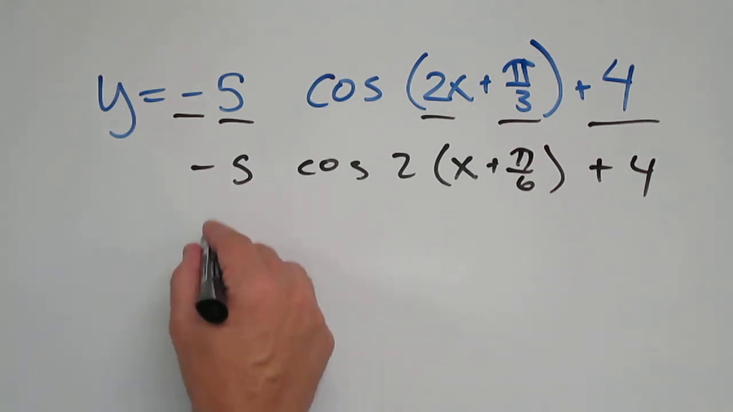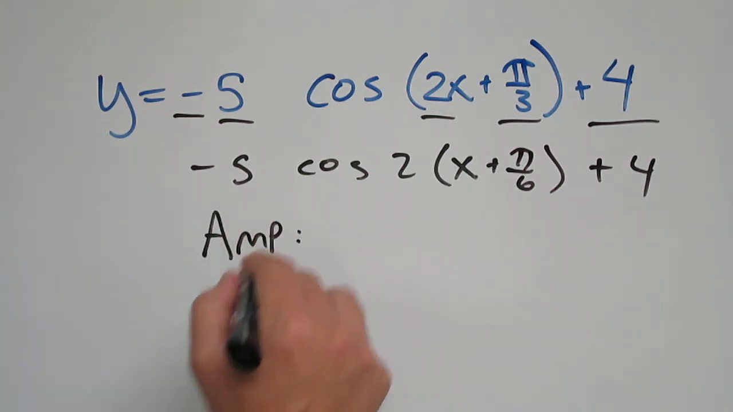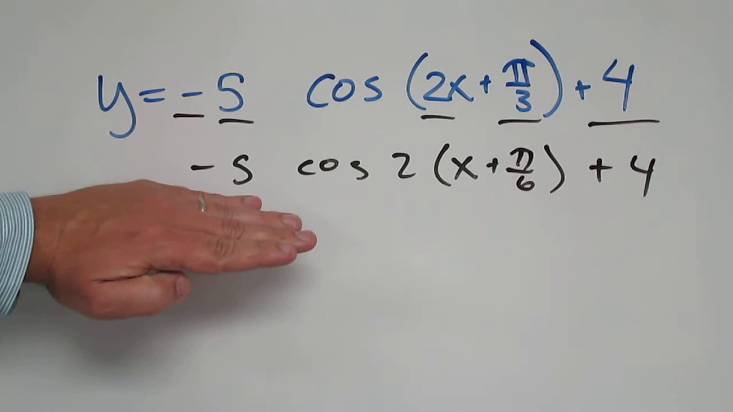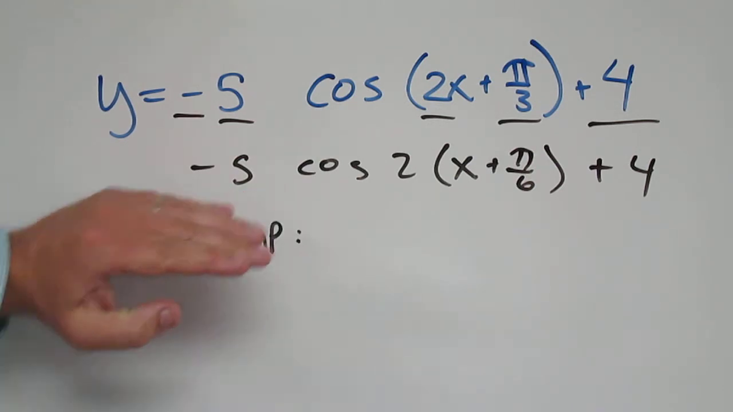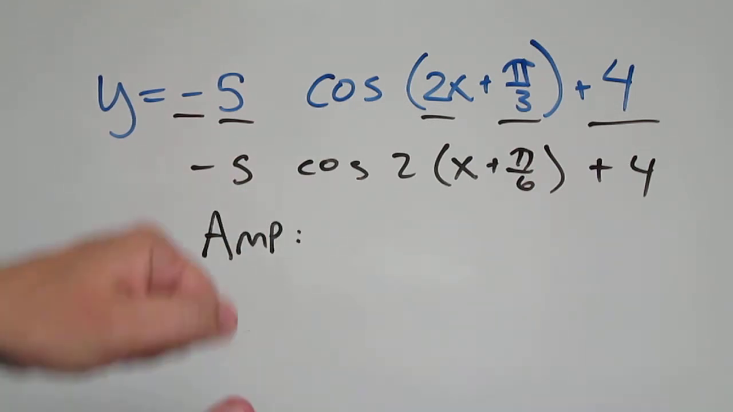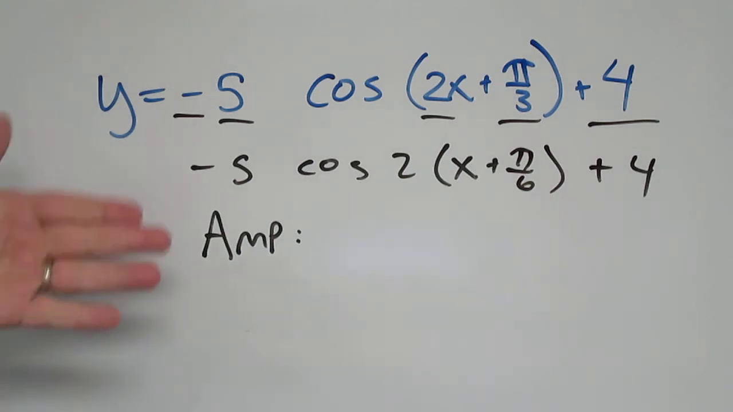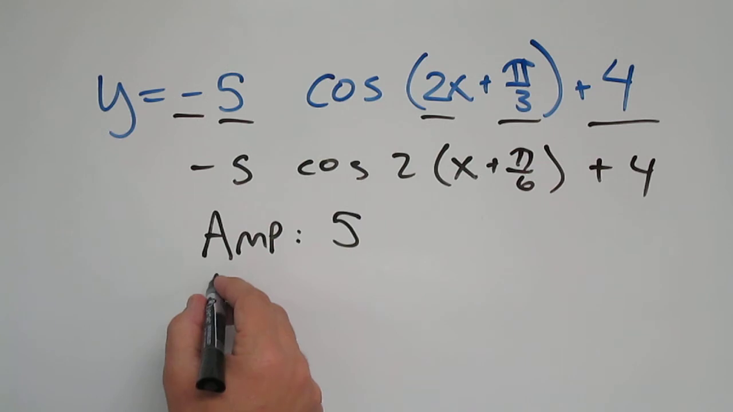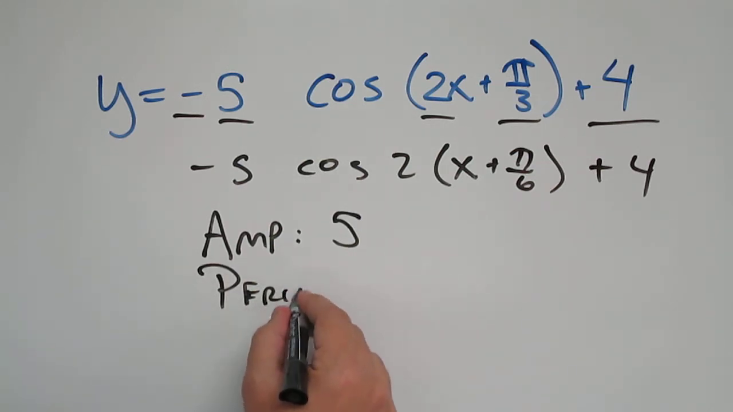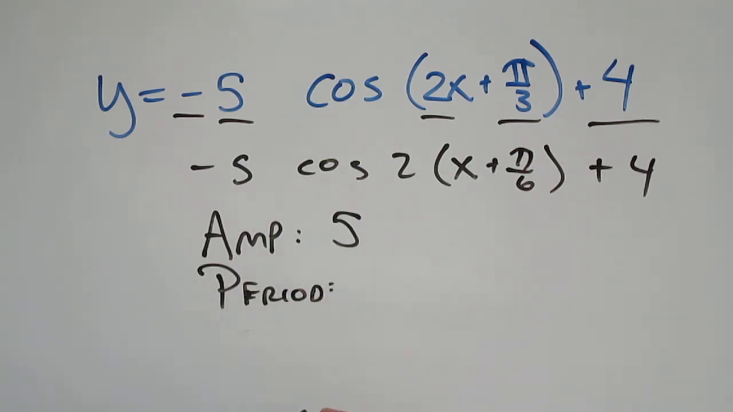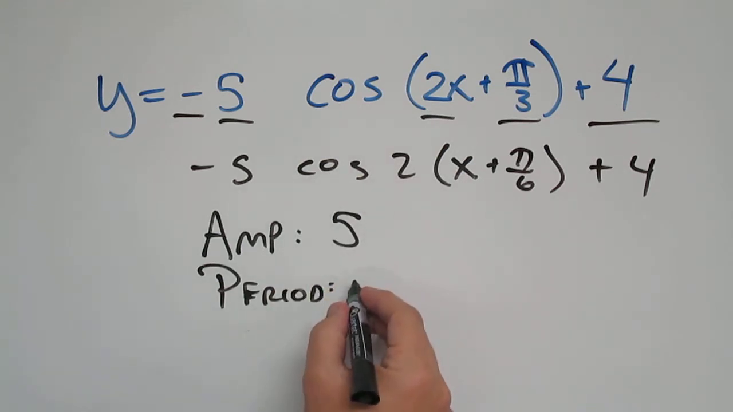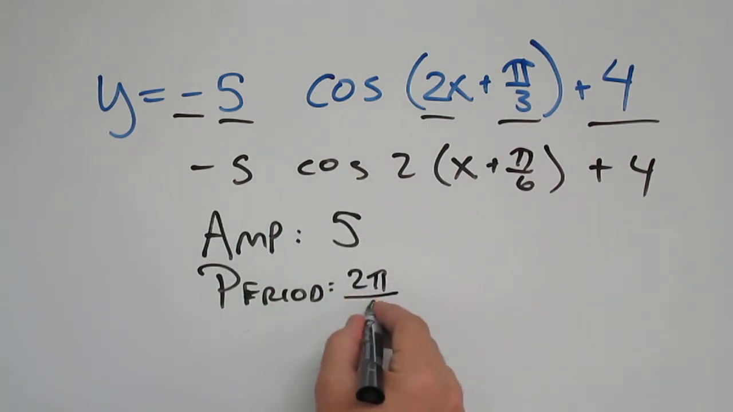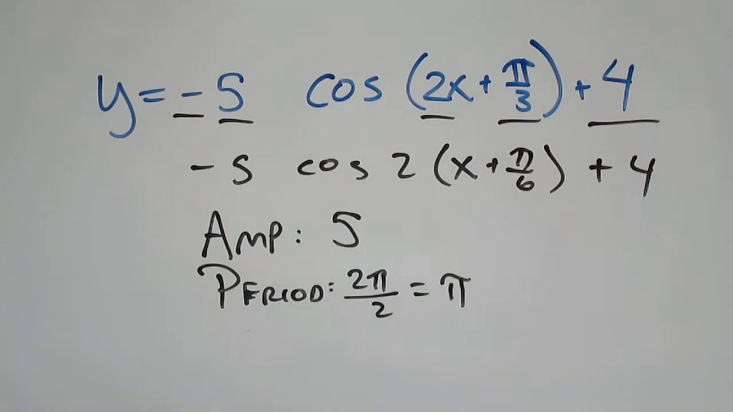If I had to tell you the amplitude now, the amplitude is always a positive value. So although we see a -5 out in front, that's really the stretching making the new amplitude 5 and then flipping it, which doesn't change the amplitude. So the amplitude would be 5. The period, which normally is going to be 2 pi, would be 2 pi over 2, and thus it's just pi.